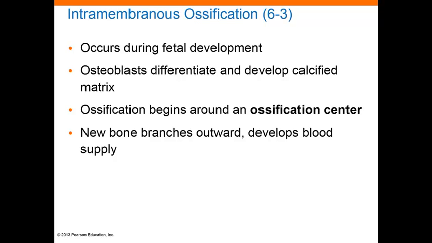And as this ossification proceeds, new bone is going to branch outward and blood vessels will begin to grow into the area to meet the demands of those osteoblasts. At first, the intramembranous bone resembles spongy bone, and further remodeling will produce osteons that are typical of the compact bone, such as your skull bones.